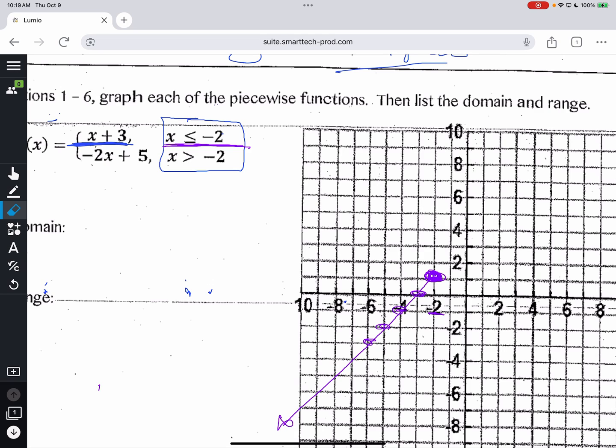Wait, are you talking about high up or to the right? Like it won't go any further into positive land. Is it that way? Which is that way.